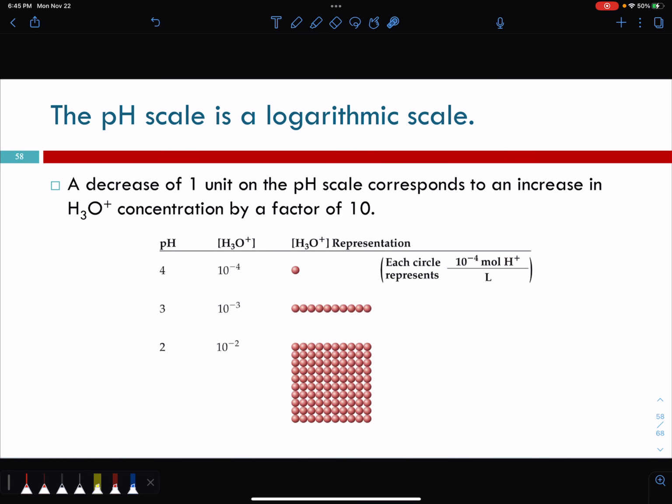But it is a logarithmic scale. So going from pH 4 to pH 3 is not just one more molar or whatever. It's actually 10 more. So we've taken our concentration and now it's 10 times more concentrated. If you move 2 pH units, we've gone from 10 to the minus 3 to 10 to the minus 2, it is now 100 times more concentrated than pH 4. And you can go down to pH 1, it would be 1,000 times more concentrated than pH 4. So a small change in pH is actually a huge change in concentration.